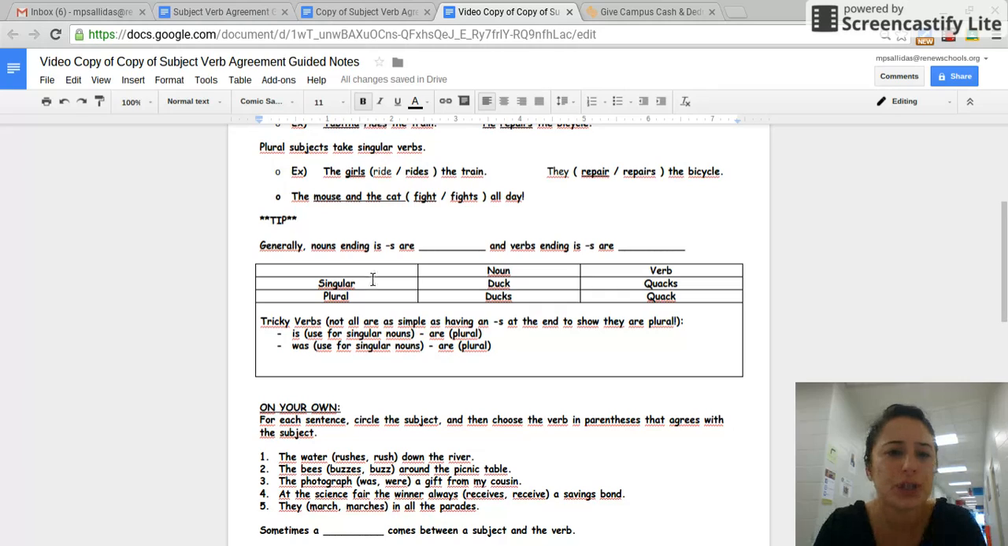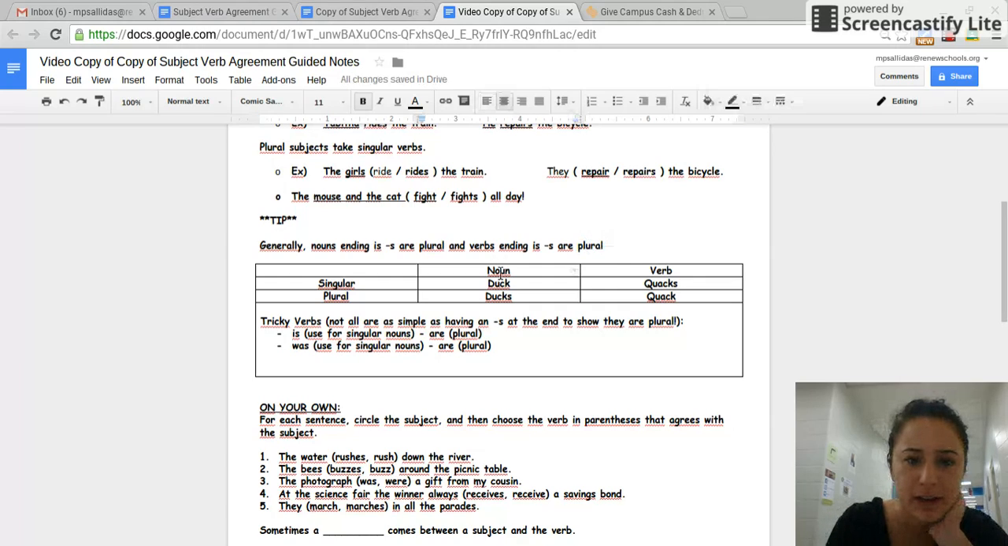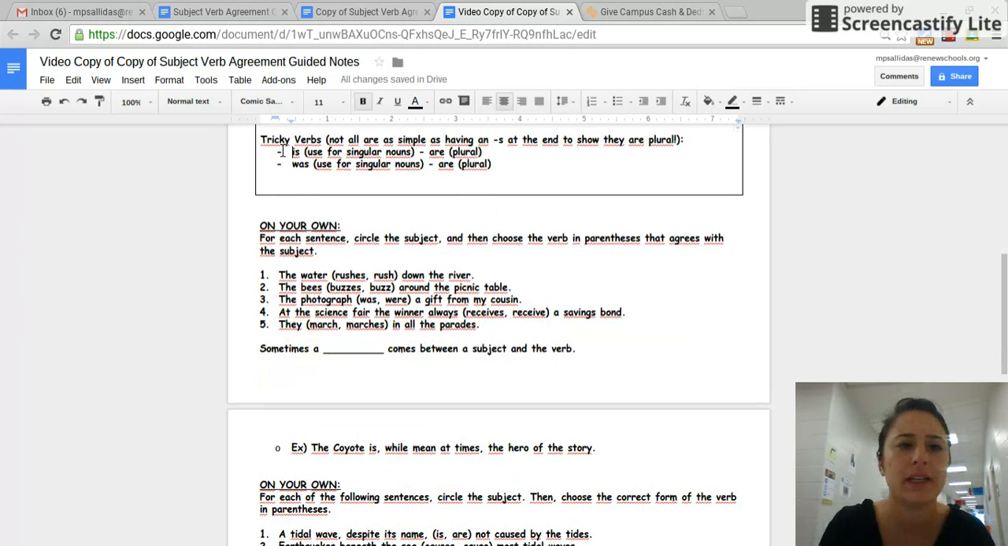So usually nouns that end in S are plural and verbs ending in S are also plural. If you take a look at the chart right here, the noun duck is singular, but ducks is plural. So there's a couple other tricky ones here. We're going to refer back to this part in just a second.